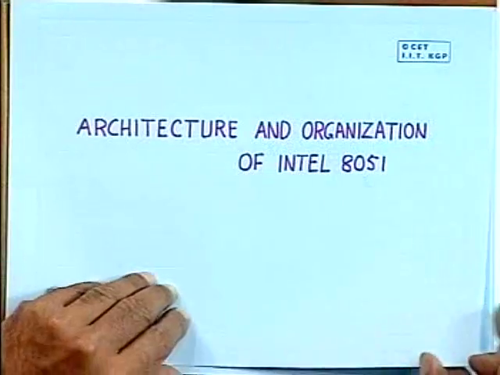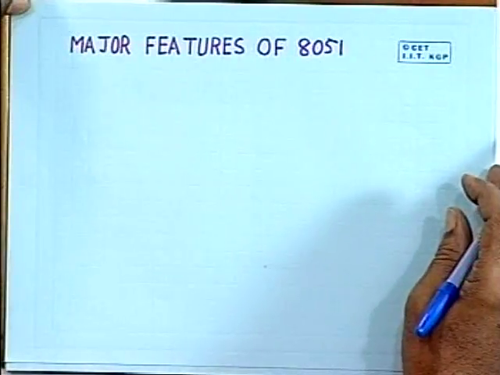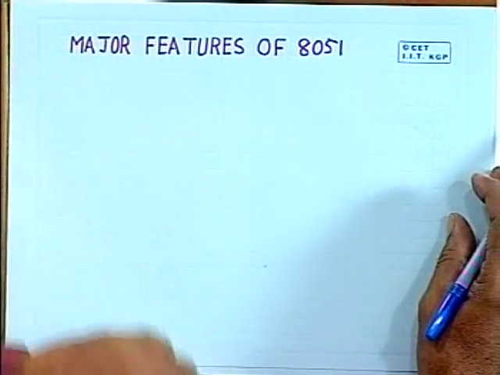Hello viewers. In the last lecture we have discussed the architecture and organization of microcontrollers in general, and we have seen that there exist a large number of microcontrollers, and in this lecture we shall consider the architecture and organization of the most popular microcontroller, the 8051. So let us first consider the major features of the Intel 8051 microcontroller.